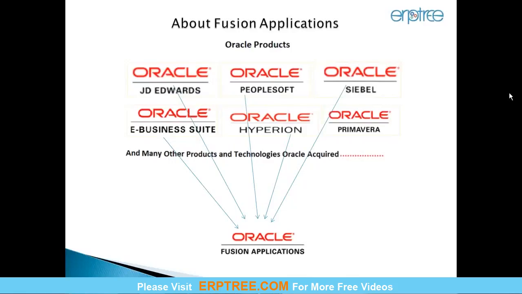Now there is no option to upgrade from EBS to Fusion. The only option is re-implementation. Okay, slowly they may build some platform which allows them to upgrade from EBS to cloud or Fusion. It may not be cloud, just the Fusion application. We'll discuss what is the difference between the Fusion applications and the Fusion cloud also. Okay, yeah, we'll talk on that.